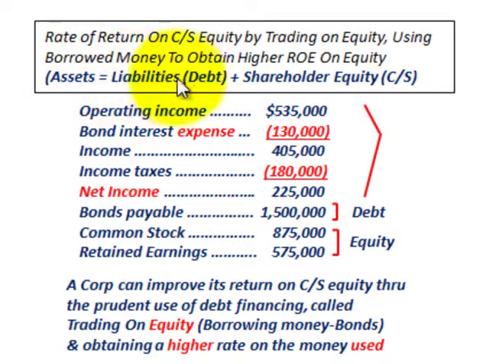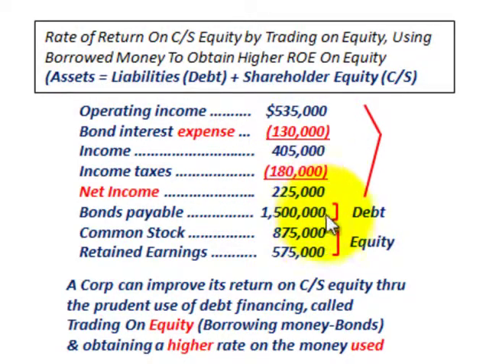And by using proper debt financing as a liability, we can improve the stockholders' equity. We're looking at it in terms of common stock, and we're going to look at it based on a rate of return on our common stock. So for example, we're just going to have these basic financials here. We're going to have some operating income, then we have a bond interest expense of $130,000, and then total income here is $405,000, and then we're going to subtract out some income taxes, and we come up with our net income of $225,000.